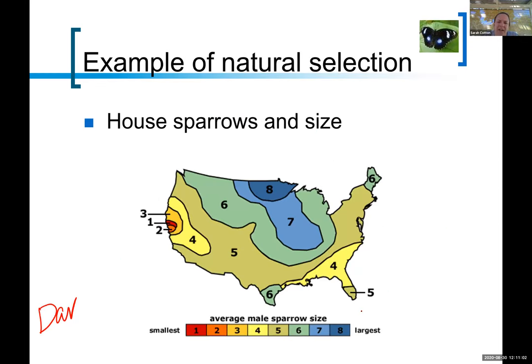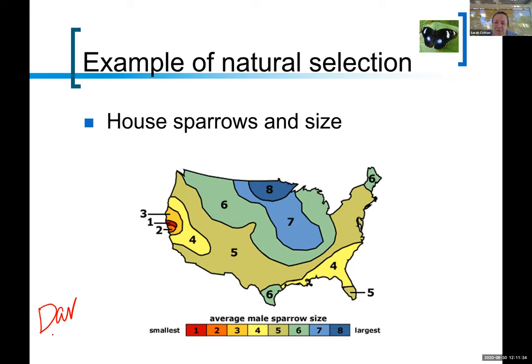Okay, so natural selection. I have a gazillion examples. I'm not going to go through all of them because I've already been talking a long time anyway. But you can look at species and see a variety of characteristics within ranges. This little map shows the average size of a male house sparrow throughout the continental US.